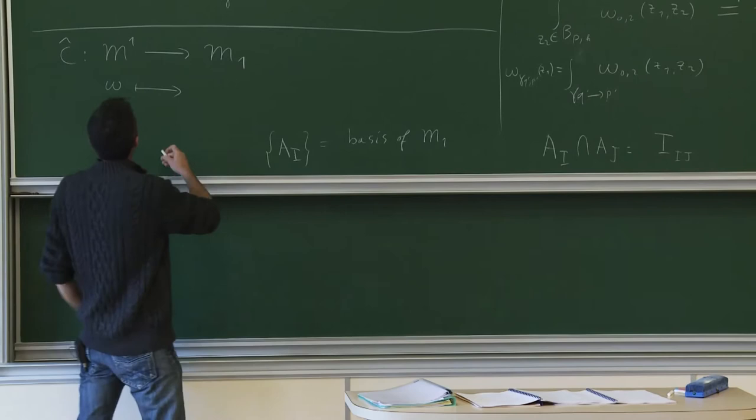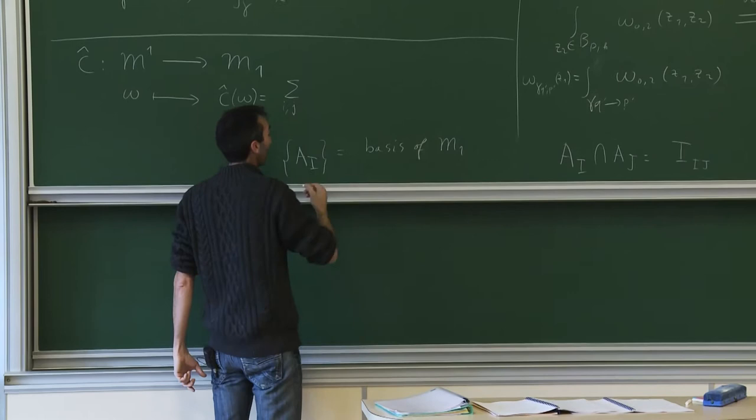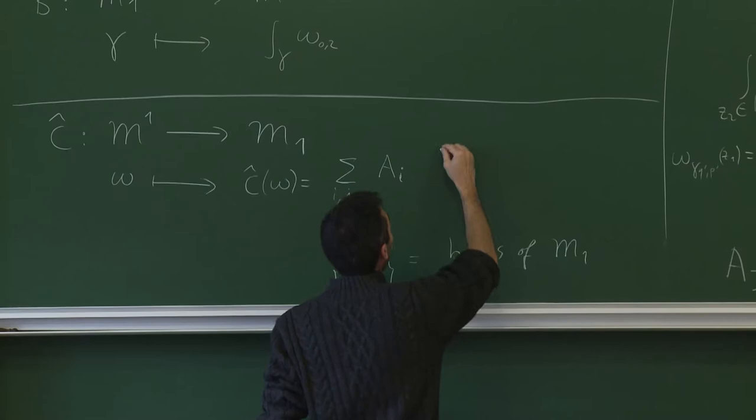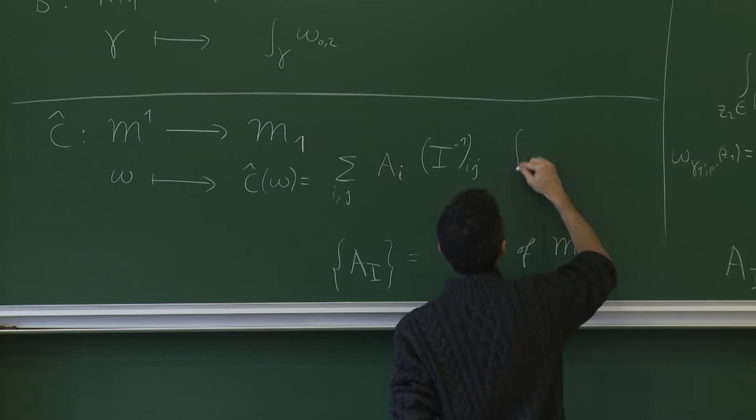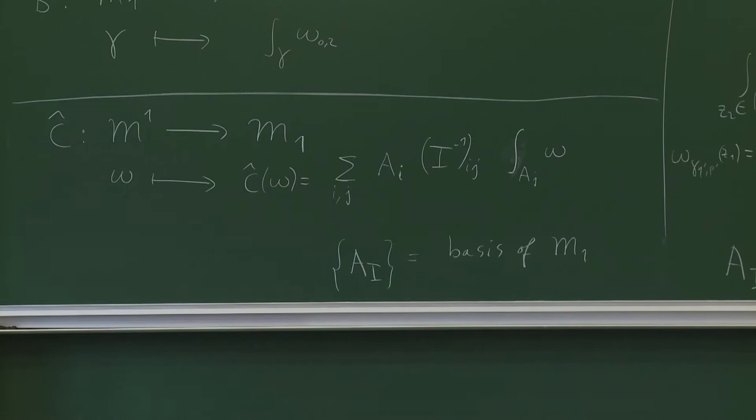Okay. So let me define my C hat of omega, which is going to be a cycle, and it's just going to be the sum over ij of a_i, the inverse matrix of intersection, and the integral over a_j of omega. The inverse matrix may be zero. No. In fact, you can prove that the intersection matrix is always invertible. But the self-intersection is zero. No, of course. What I'm taking is the inverse of a matrix, and then I take the element ij. I'm not taking the inverse of the ij element. And this is the inverse matrix, which is invertible.